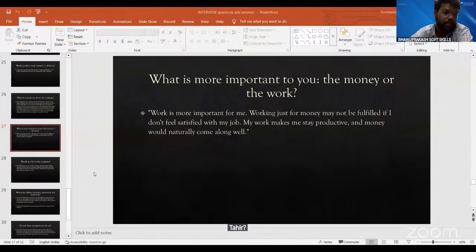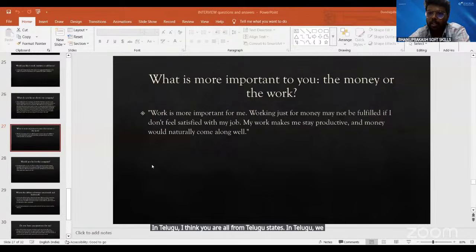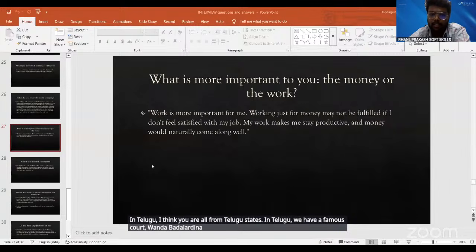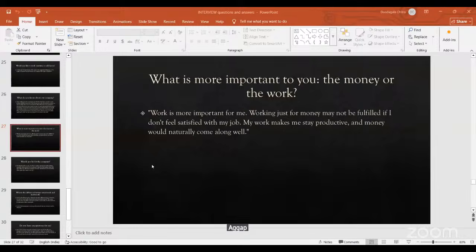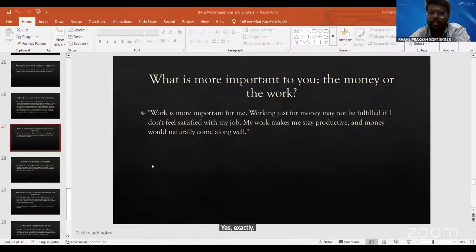Okay, fine. In Telugu, I think you are all from Telugu states. In Telugu, we have a famous quote, about how one lie can make a marriage happen. Yes, exactly. So if the situation comes, we need to lie. So the same answer you can say.